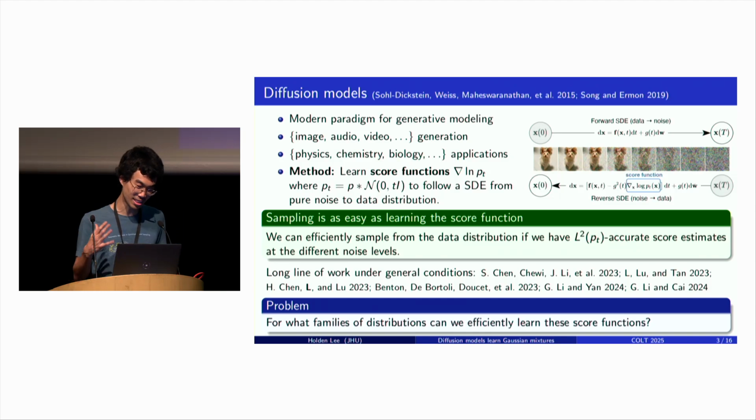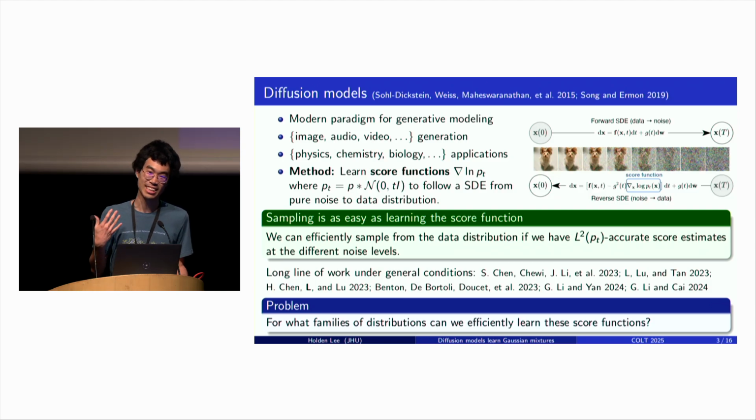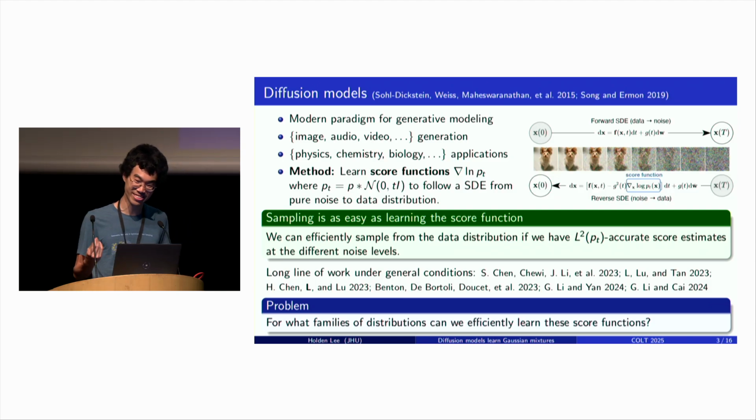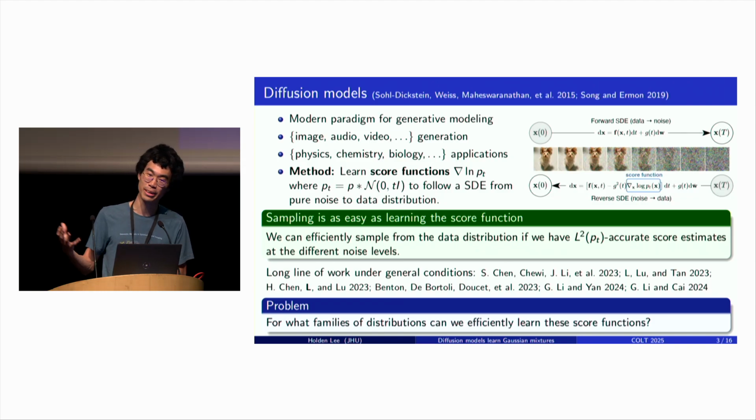However, a big unsolved question is for what families of distributions can we actually learn these score functions efficiently and so get an end-to-end result for learning distributions with diffusion models. This has proved surprisingly elusive, even to try and learn families of distributions that we know we can do with other algorithms from TCS.